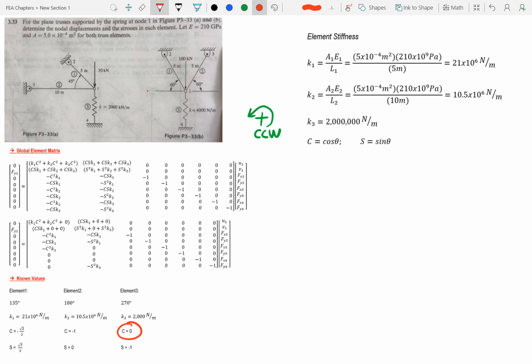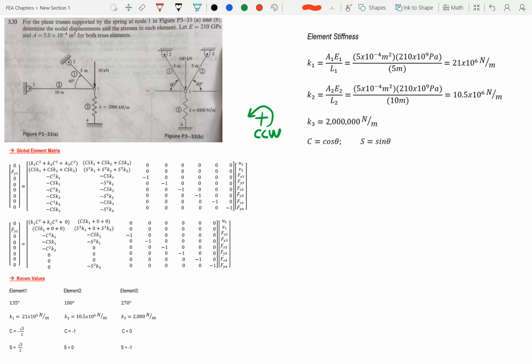C, cosine theta of 90, is 0. And then sine theta of 180 is 0. So this is a good place to start here. We want to start filling in our values here.